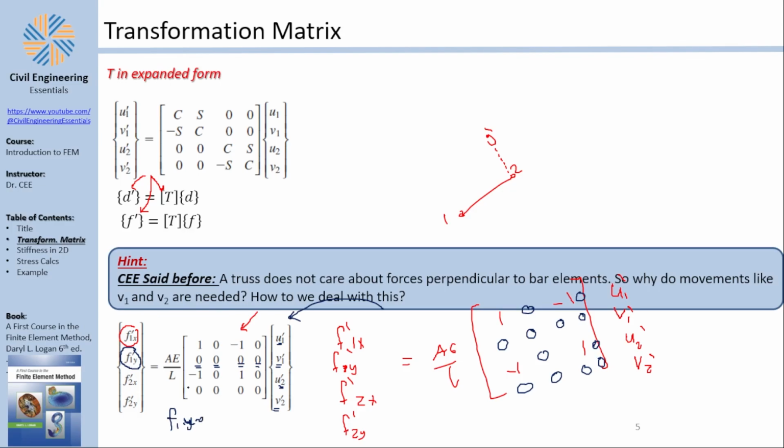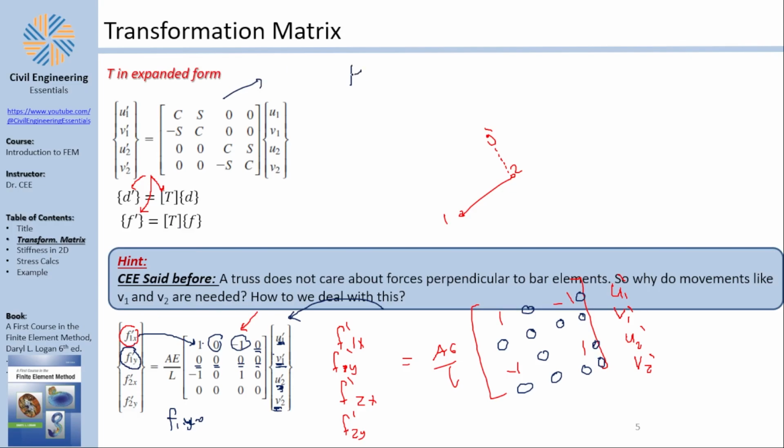That's 100% correct. For example, let's take a look at F1x. F1x equals, well, 1 multiplied by U1, minus 1 multiplied by U2, that's the old definition, plus 0 multiplied by V1, because nobody cares about the perpendicular movement in the local y, plus 0 multiplied by V2, because once again, nobody cares about the movement in the local y-axis. So this is only a mathematical manipulation to prepare your T matrix, your transformation matrix, for inversion.